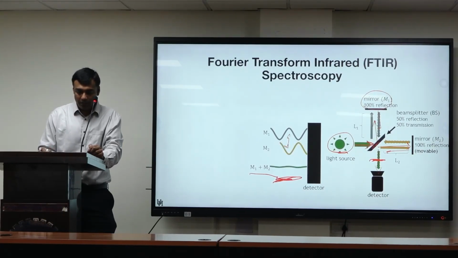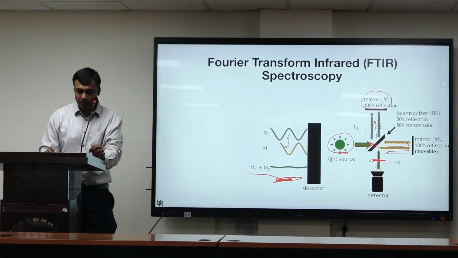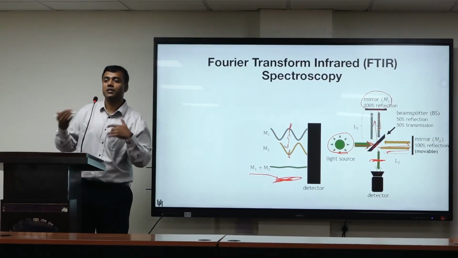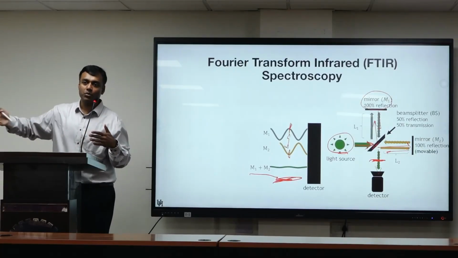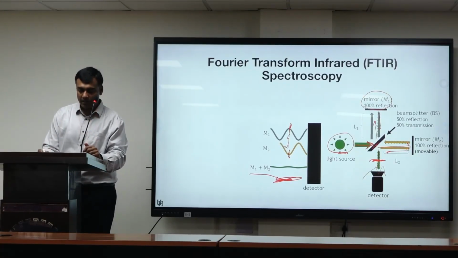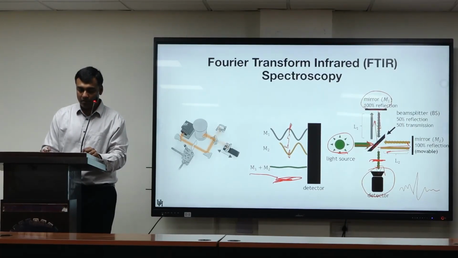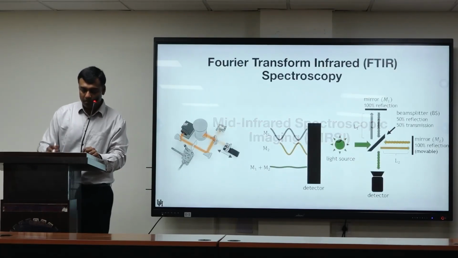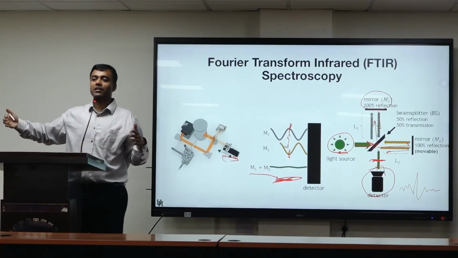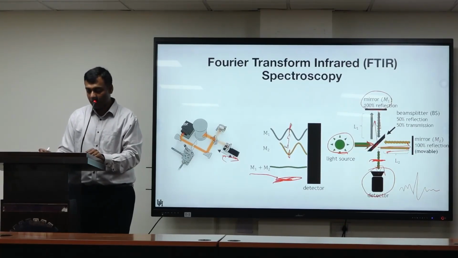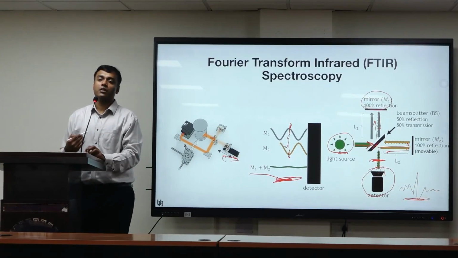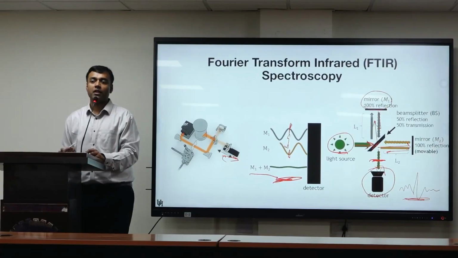If the mirror has moved enough so that the maximum of one and the minimum of the other meet each other, then they destructively interfere. So by moving the mirror and making a measurement at the detector, you get a signal of this sort. This is called an interferogram. You keep making these measurements by moving this one mirror, and once you make this set of measurements, you take a Fourier transform of this data, and you get the spectrum.